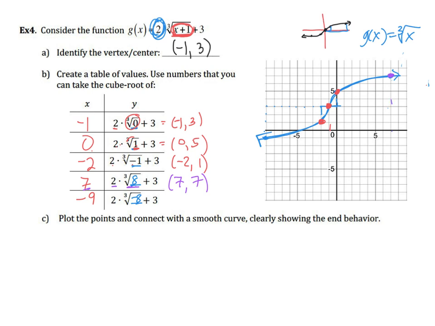So that worked. My prediction was correct. When I plug in negative 9, I get 2 times negative 2, which is negative 4, plus 3, which is negative 1. And there's my last point. So I connect them with a smooth curve, clearly showing the end behavior, meaning showing that it goes on infinitely with those arrows at the ends. Fill out that graph, and there you have it.